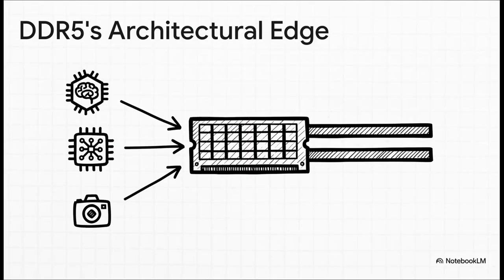But you know, it's not just about being faster, it's about being smarter. Think of it like adding more lanes to a highway. A single stick of DDR5 basically has two separate highways and double the on-ramps. What that really means is it's a master at multitasking. So if your CPU, your AI accelerator, and your camera are all screaming for data at once, DDR5 can handle it all way more gracefully.